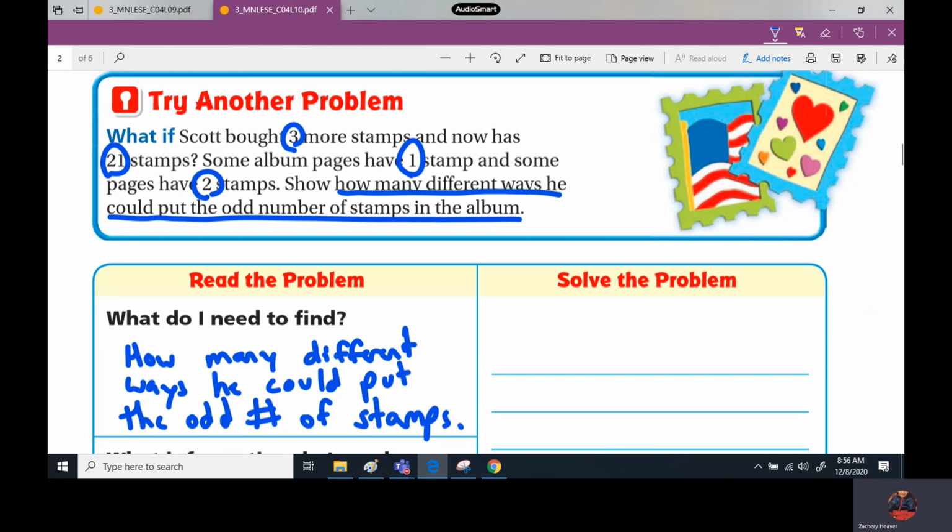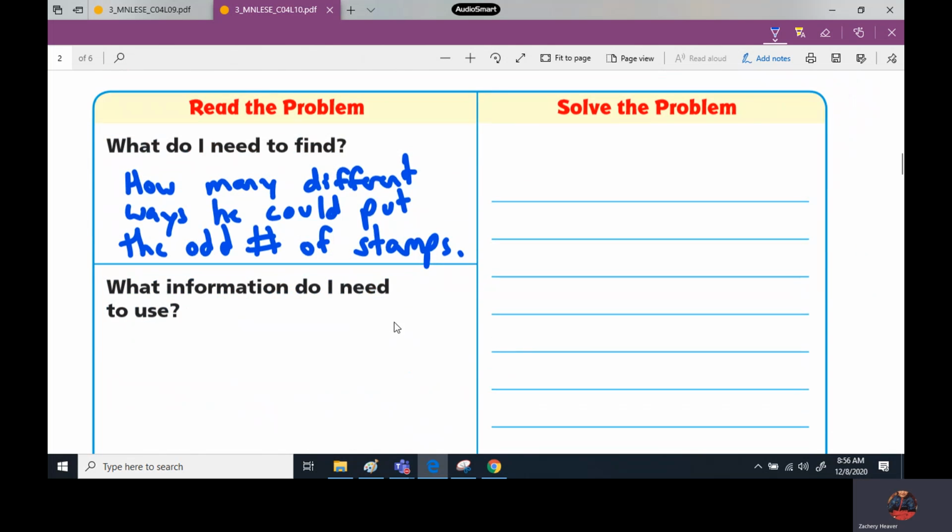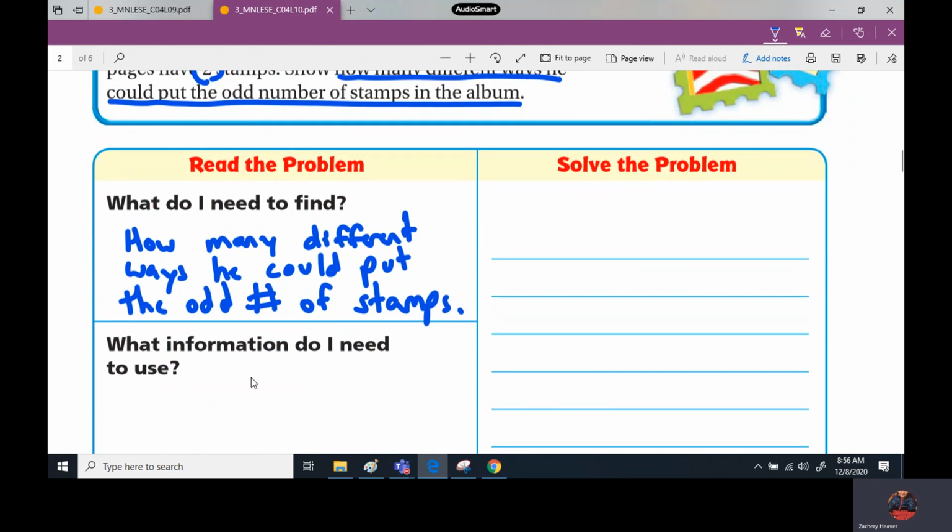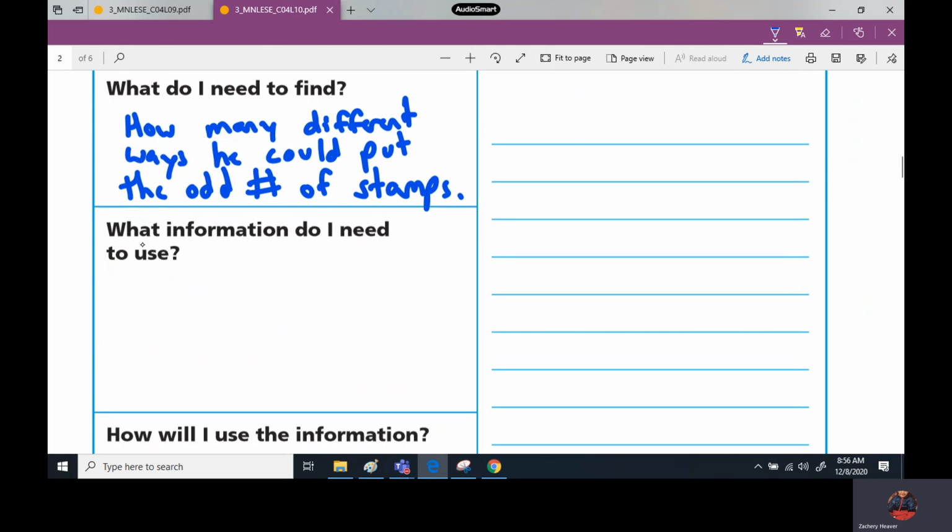He could put the odd stamps. And then what information do I need to use? Well, he bought 3 more. He bought 3 stamps to make 21.